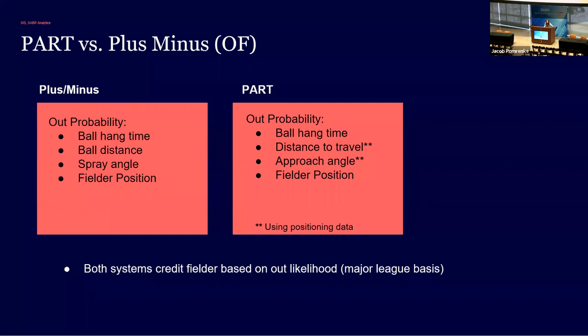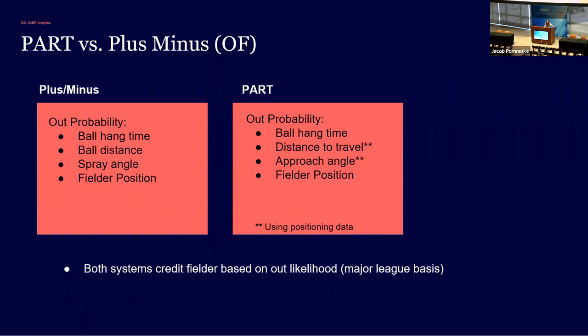So as I teased earlier, I'll finally explain the plus minus system, the PART system, and their differences. Under both systems, we credit a fielder based on his probability of making an out. If a fielder makes an out on a 75% out rate play, he only gets 0.25 plays saved credit. That's one minus the out rate, right? So if he misses the play, he gets minus 0.75 plays saved credit. It's pretty simple, a pretty common methodology. By the way, this probability of making an out is based on major league out rates, even when we're talking about minor league fielders. And this has some really interesting consequences that we'll get into later.